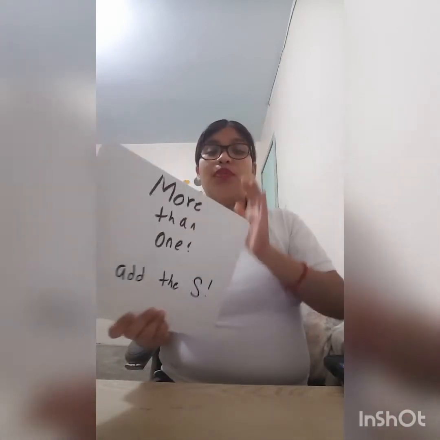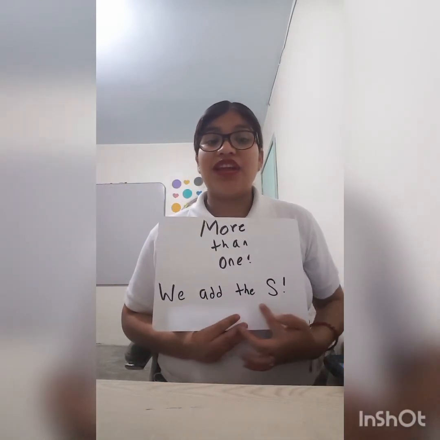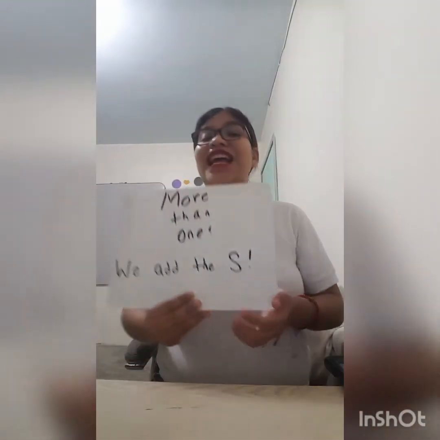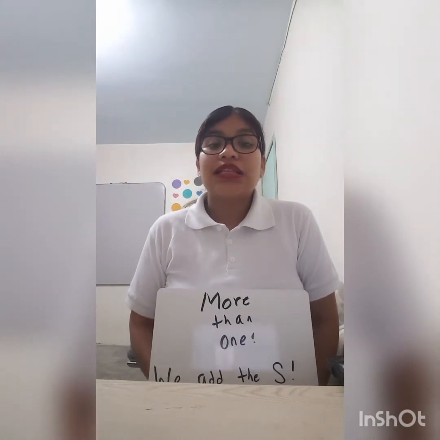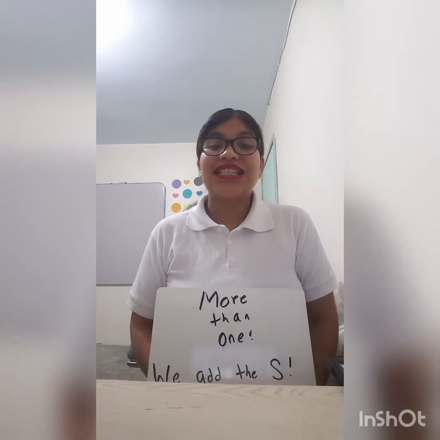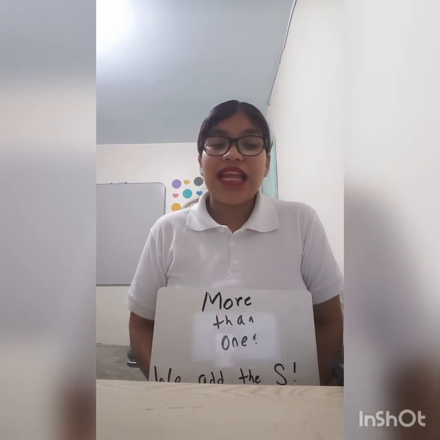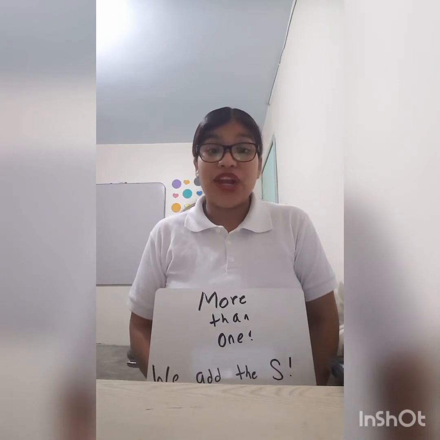So we're going to start with the subject when having more than one thing. With having more than one thing, we add the letter S. The letter S is this one, remember? S. And the sound of it is S, like sofa, seat, snack, snake, silly. That's the sound of the letter S.